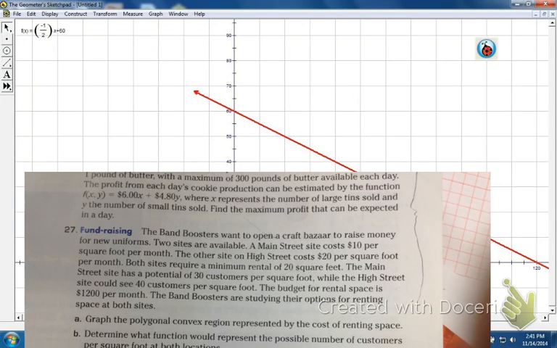All right, today I wanted to take a look at 27, which is fundraising. This is on page 111. This is another application of linear inequalities.